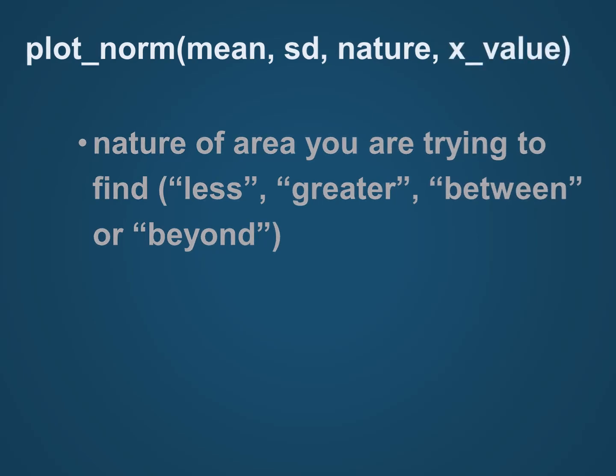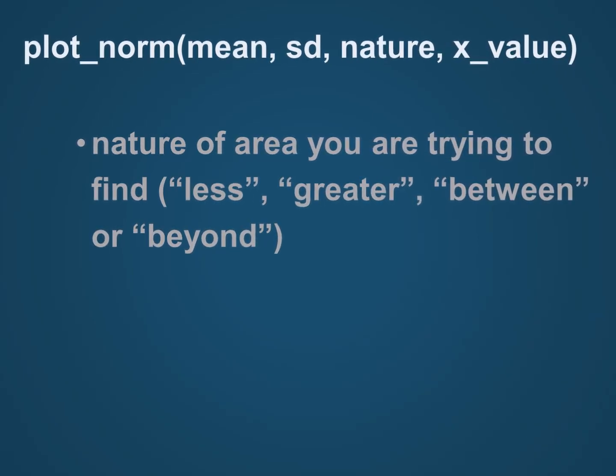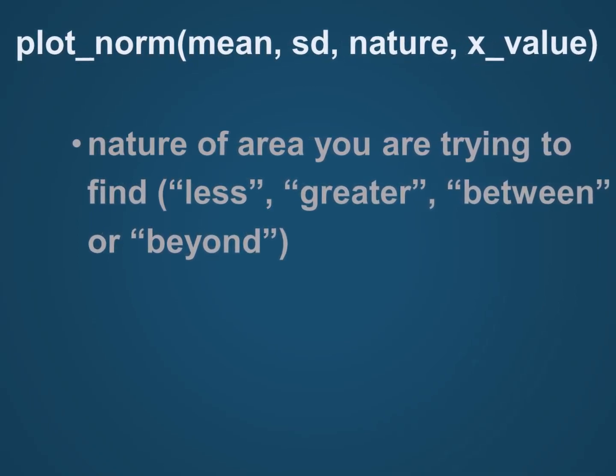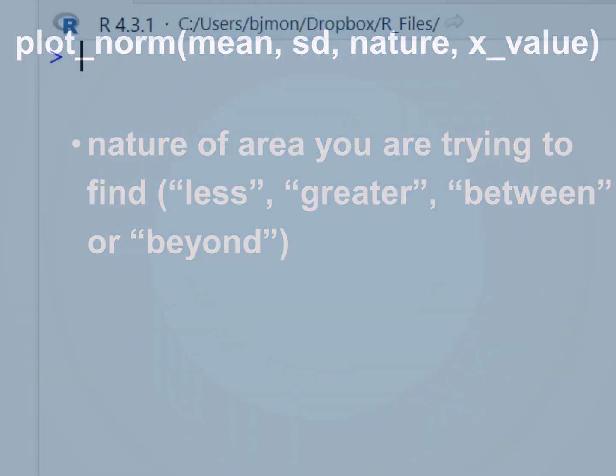The fourth input is the x value for which the area is to the left or right. It can also be a vector of 2 values for which the area is between or beyond.